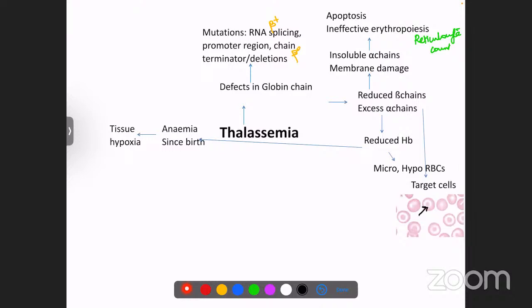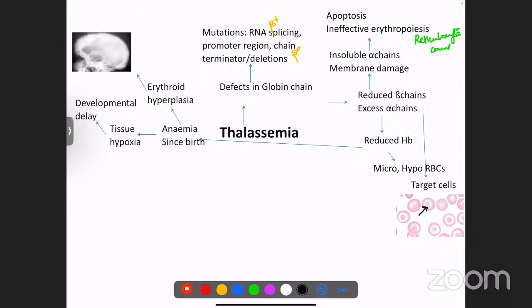Because of tissue hypoxia, what will happen? The organs will not develop. So the child will have developmental delay. And because of anemia since birth, what will happen? There is a massive erythroid hyperplasia. So where are the erythroid precursors being produced? In the marrow. And there would be some amount of extramedullary hematopoiesis as well. So all the marrow will get widened.